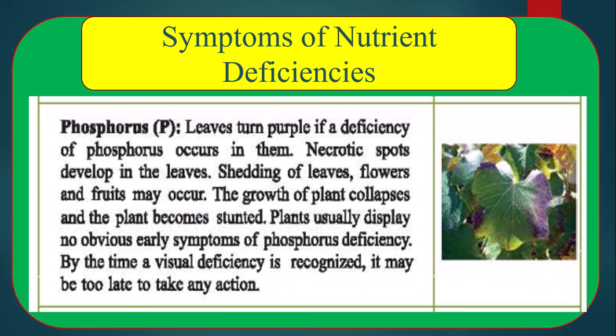Phosphorus. Leaves turn purple if a deficiency of phosphorus occurs in them. Necrotic spots develop in the leaves. The growth of the plant collapses and the plant becomes stunted. Hold the picture. This type of symptoms shows if the deficiency of phosphorus occurred in the plant body.